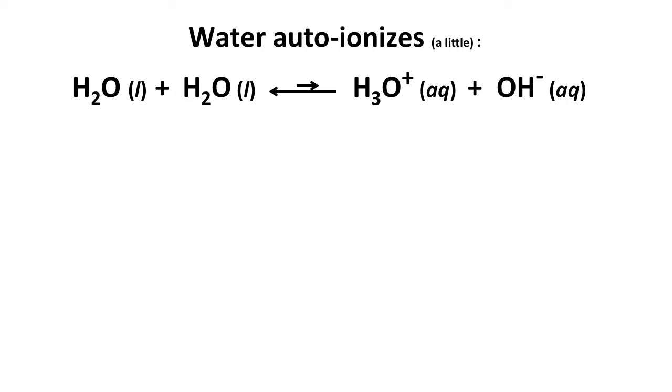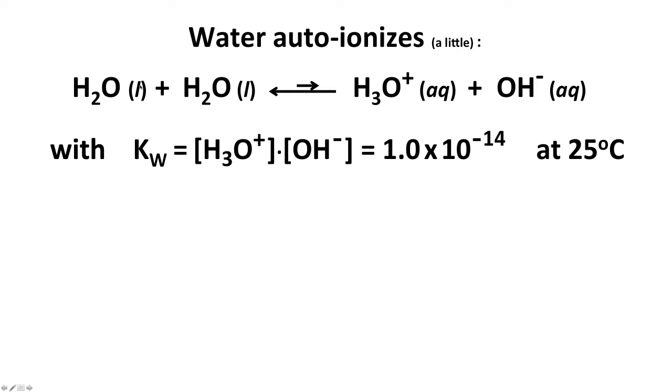Here's water auto-ionizing a little, written out explicitly. Here, the double arrow is written representing that there's not very many of the water molecules that dissociate, so small arrow going to the right. Most of the water molecules stay together, so that's a big arrow going to the left. And the K for this is H3O+ concentration times OH- concentration. We call it a K-sub-W for water. So this is the autoionization or ion product constant for water.